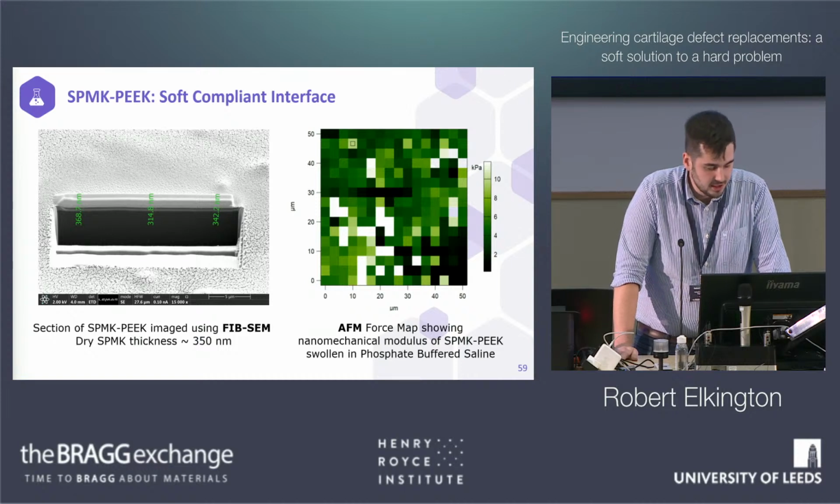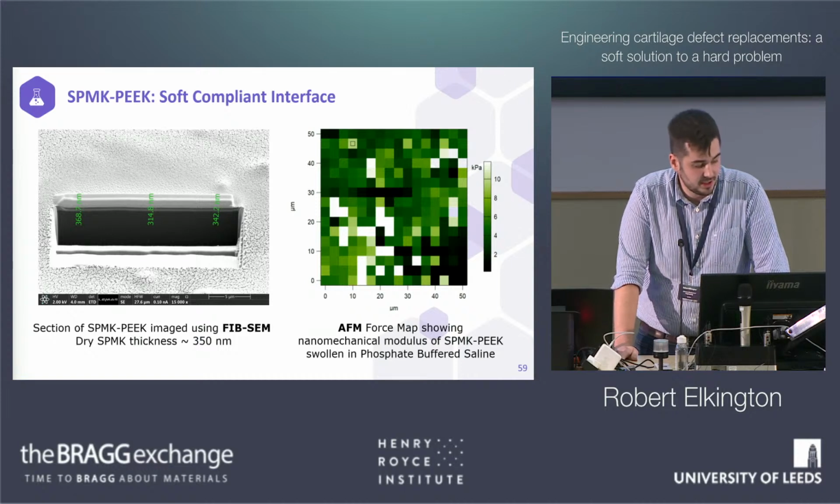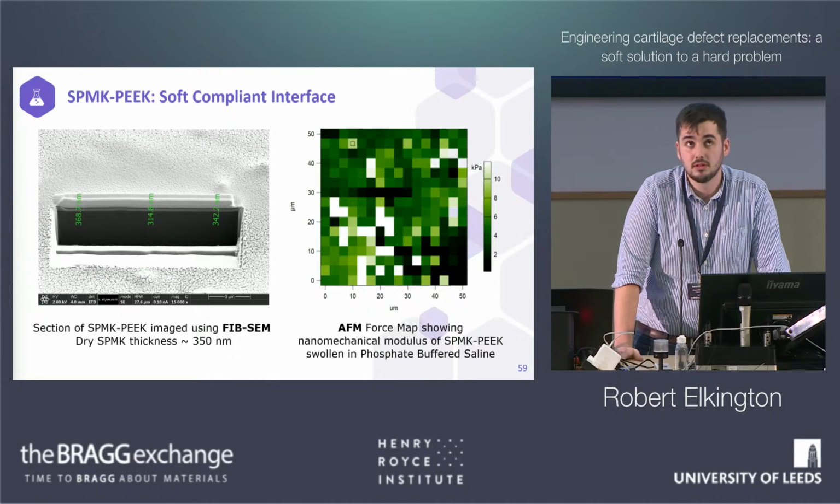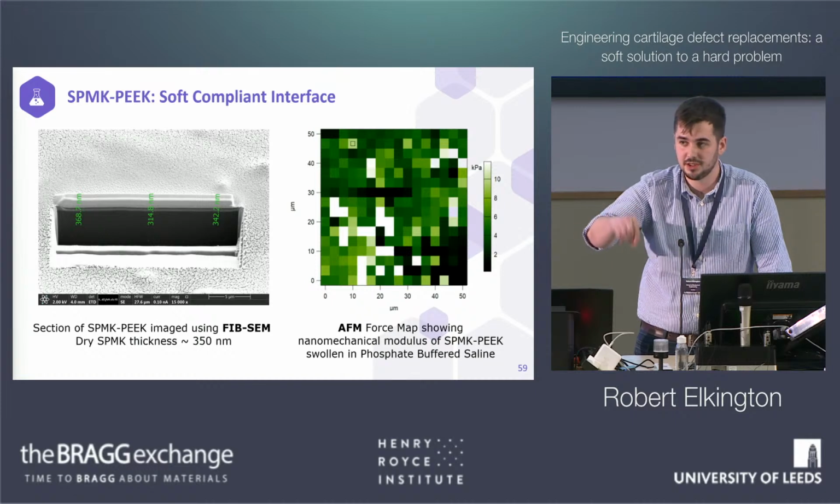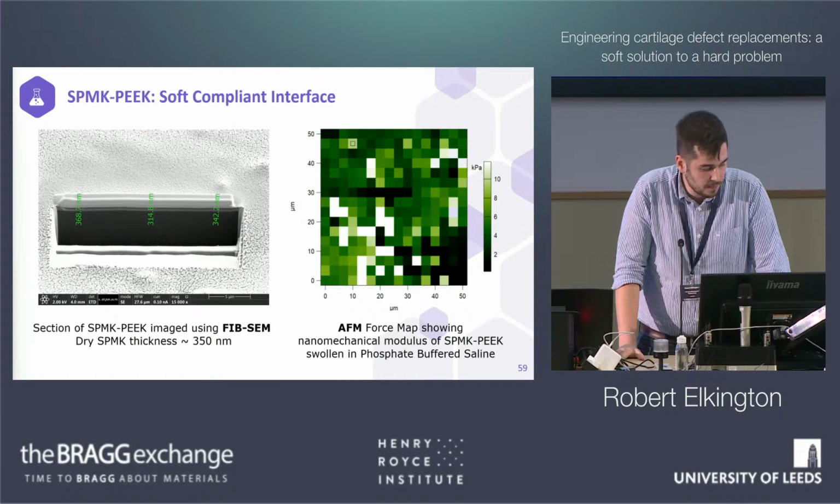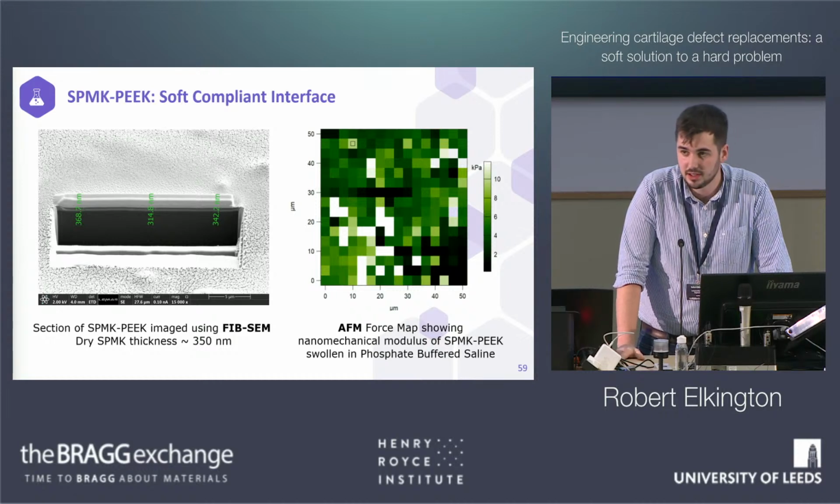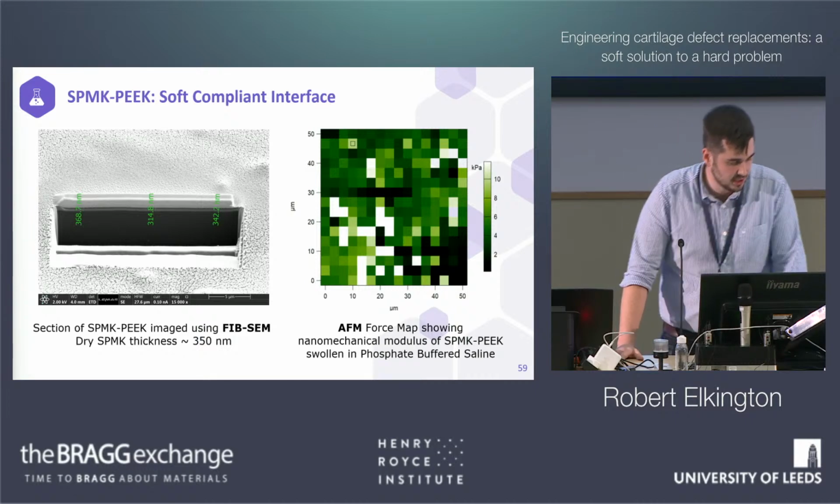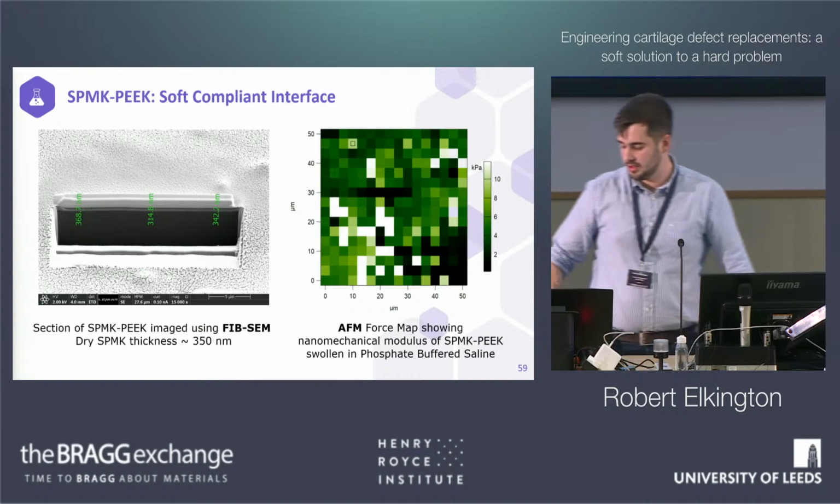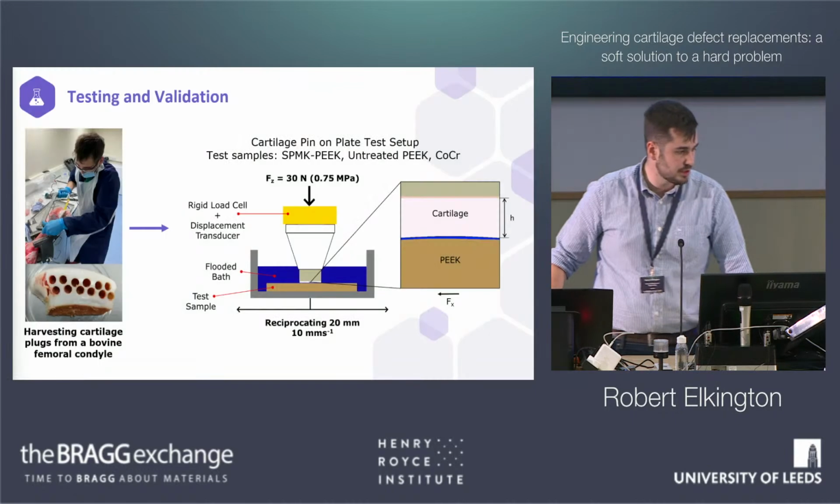And on the other side, we've got an atomic force microscopy force map. So we've taken a micron colloidal probe, done a load of indentation curves, and that shows us the moduli at the SPMK surface, hydrated in liquid, so here we're using phosphate buffered saline or water. We're getting moduli on the order of 1 to 10 kilopascal, which is really quite low, considering that the elastic modulus of, say, PEEK is on the order of 3 gigapascals. So we've got this very soft material on what is quite a hard substrate.